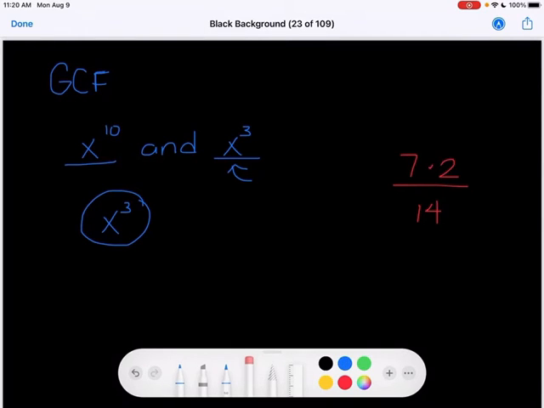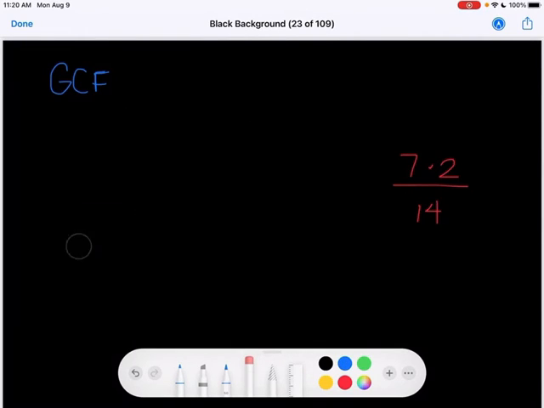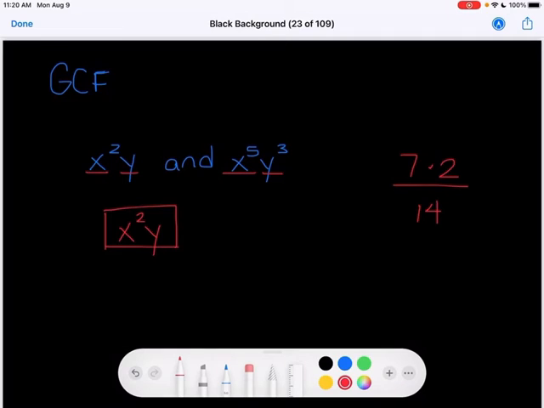Another example is if I have, let's say, x squared y and x to the 5th y cubed. So I need to look at each of the variables separately. I've got x squared and x to the 5th. Well, the most I can take from both is x squared, if I'm going to take the same amount from both. And then between y and y cubed, the most I can take if I'm going to take the same amount would be y. So x squared y is your GCF here.